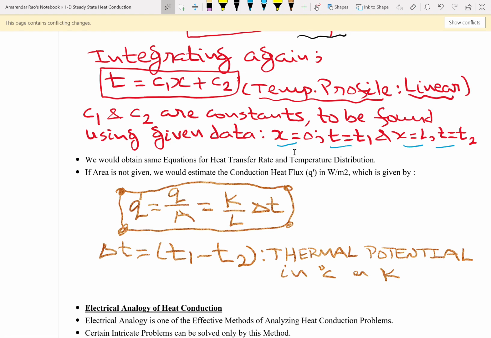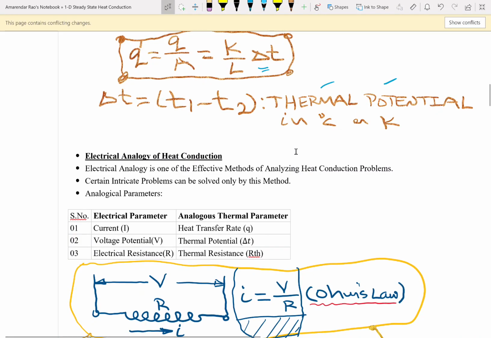And if at all area is not given, as I was telling, we can find the flux, which is K by L times delta T, where we define another parameter delta T, which is T1 minus T2, known as thermal potential, which means the potential which is responsible for the heat conduction.